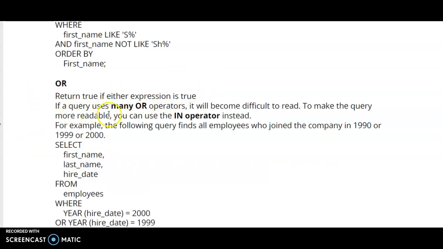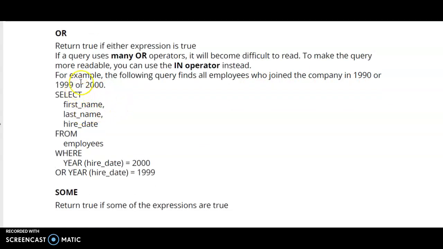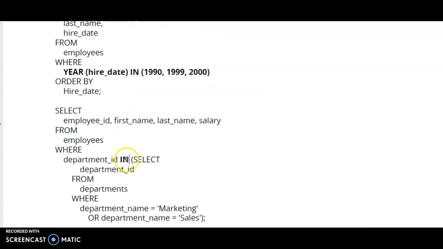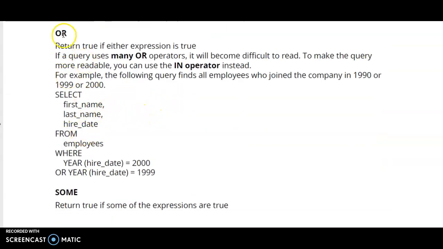OR returns true if either expression is true. If you use many OR operators, it becomes difficult to read. To make the query more readable, you can use the IN operator instead. For example, the following query finds all the employees who joined the company in 1990 or 1999 or 2000. Here is the example: we need to add multiple ORs, or we use IN. That is the use of OR also.